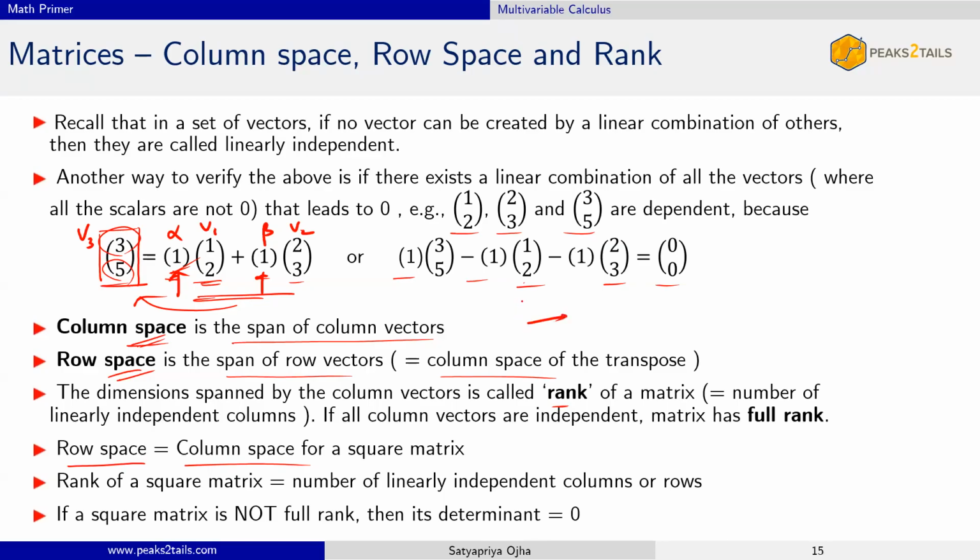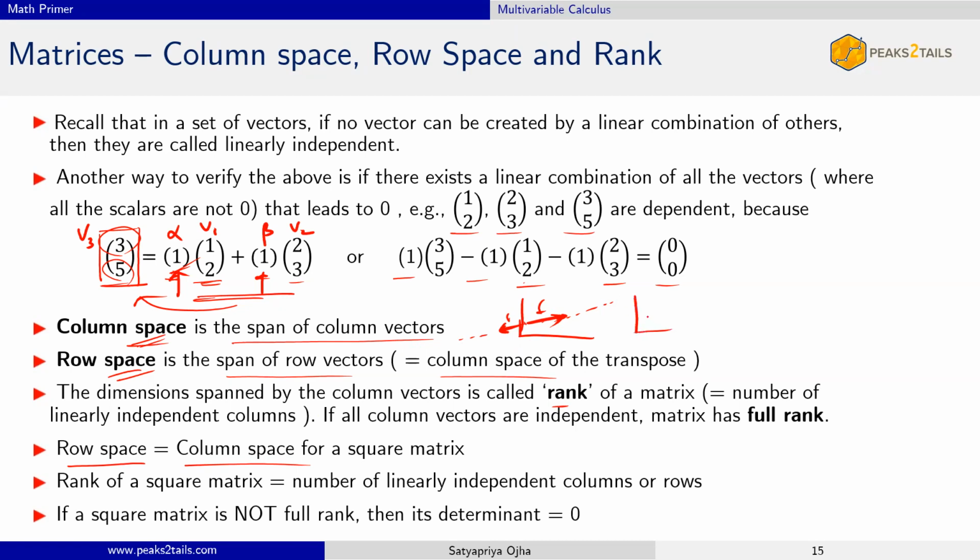If you have, in a two-dimensional plane, one vector like this, another vector like this, in the same direction, what is the span? Span is just this line. You can never get out of this line. Take any linear combination of these two, you'll roam around on this line. Span is one dimension, 1D.